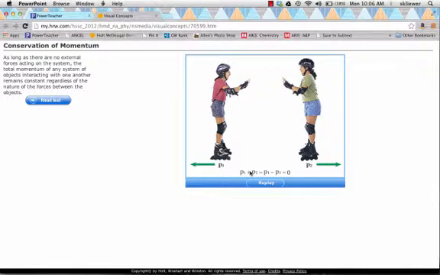Okay, so we would still have, before the collision, let me get a different color so you can see it a little better. Before the collision, we have M1V1 plus M2V2. And since they are both at rest, it was equal to 0.